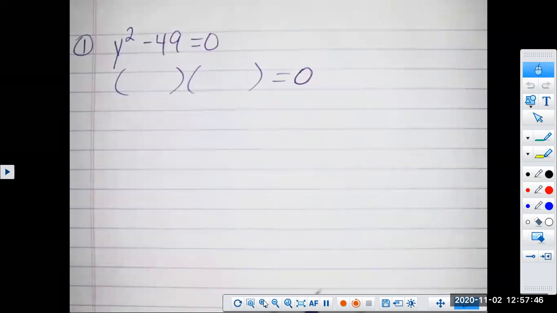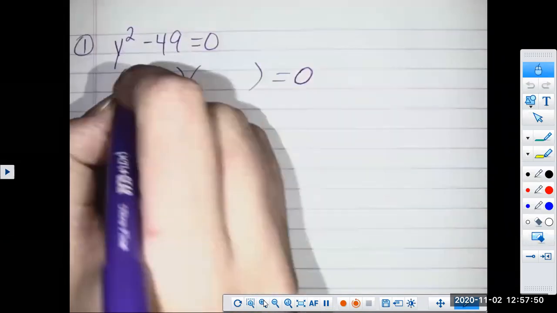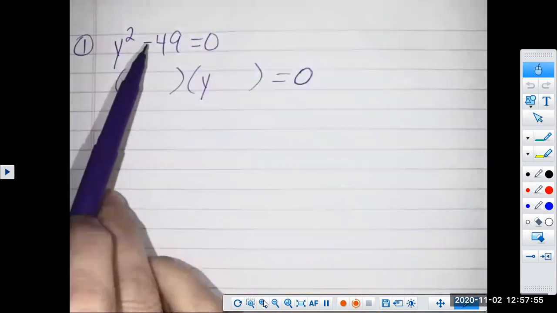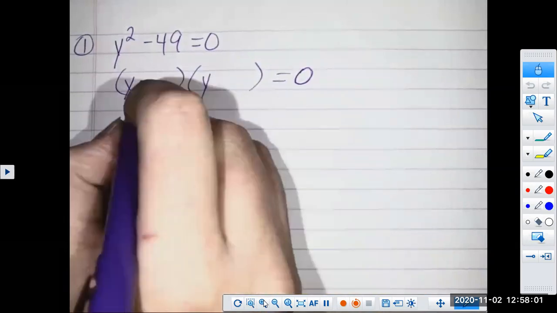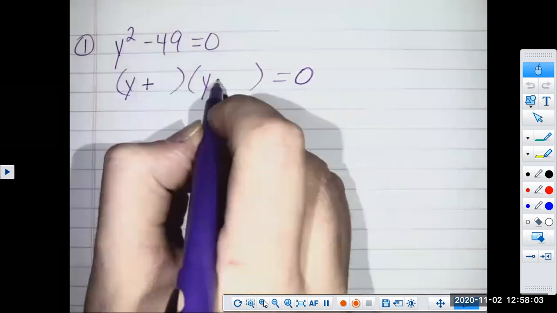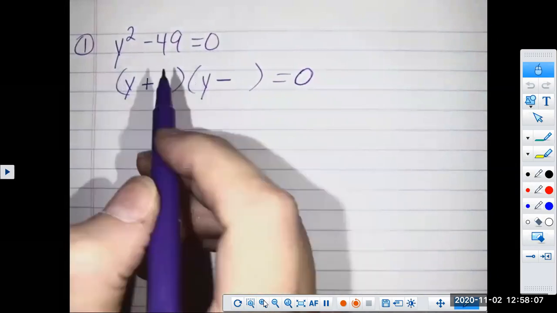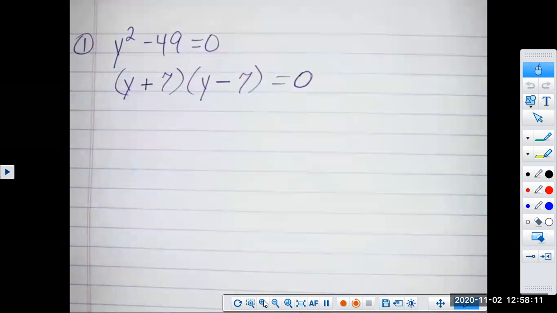All right, well, let me back up. Make sure it's set equal to 0, and it is. And I heard somebody saying y. This is the difference of squares. So the square root of 49 goes here. Y plus 7, y minus 7.